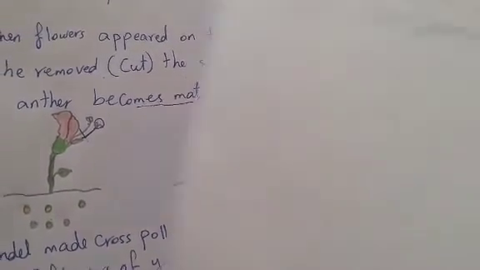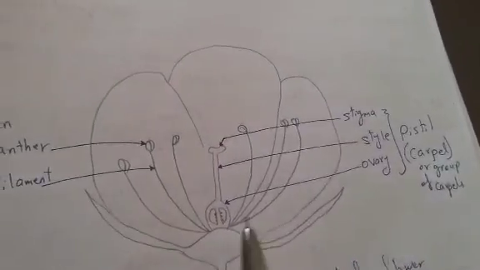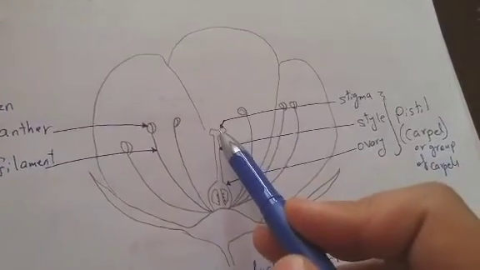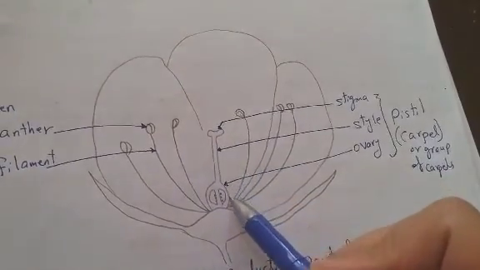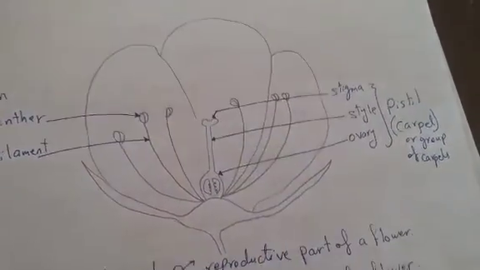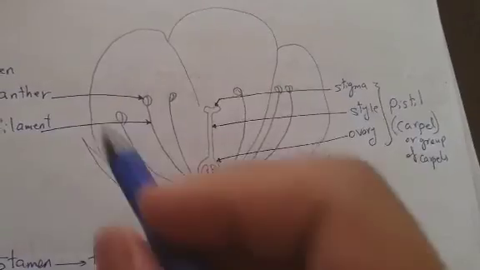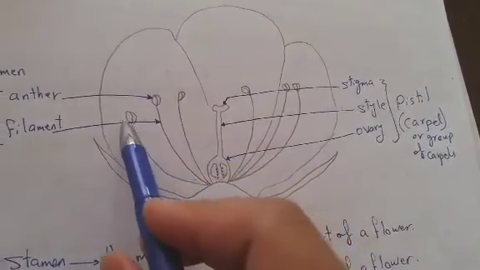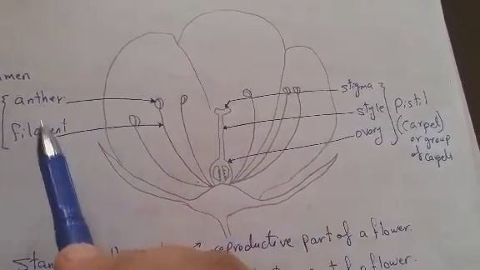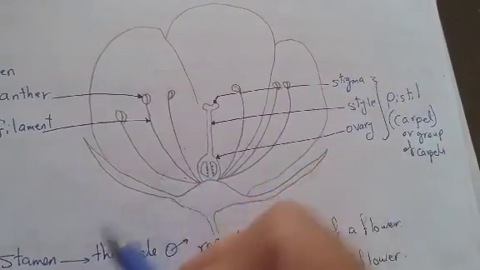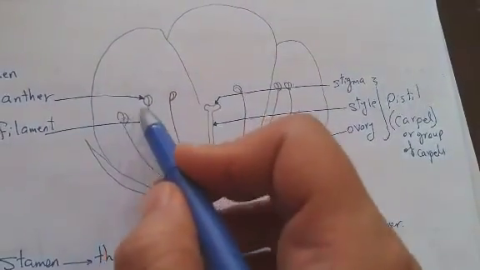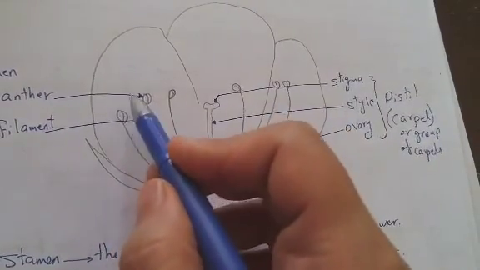You remember this from the last session? This flower, we have here the stigma. All of this is called the pistil. The pistil is the female reproductive part of the flower, and we have here the stamen, which consists of anther and filament. So he cut the stamens before the anther became mature. Becoming mature means producing pollens.